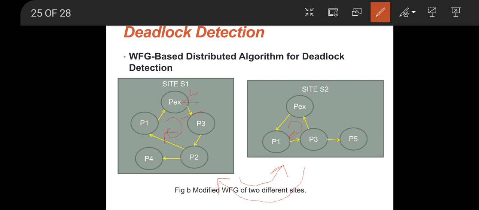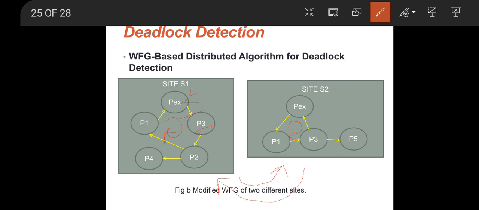That means S1 will check the outward arrow from Px to another process, if it is there, and which site the other process belongs to. To that site, this updated wait for graph or only the cycle information will be sent. Now here Px is waiting for a resource for P3 to release, and P3 is a process of S2. So S1 will be sending to S2. Similarly, S2 can see from the graph that Px is waiting for a resource of P1, and P1 is a process of S1. So S2 will be sending to S1.